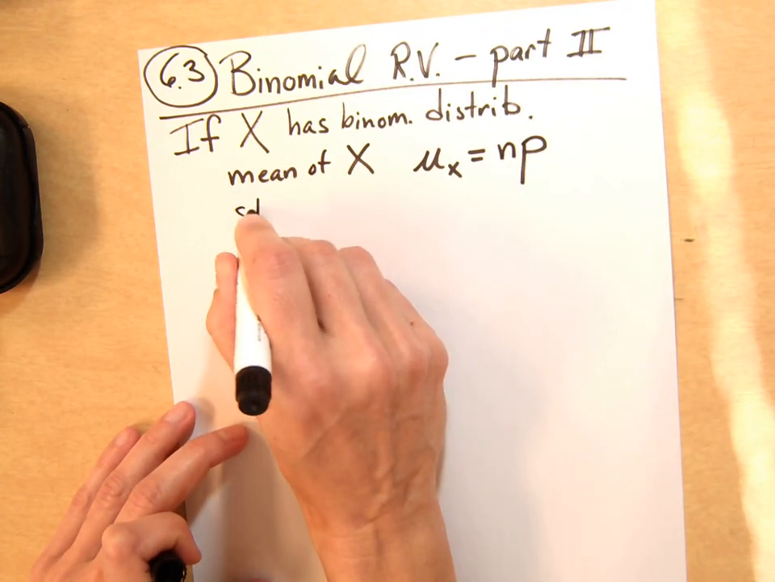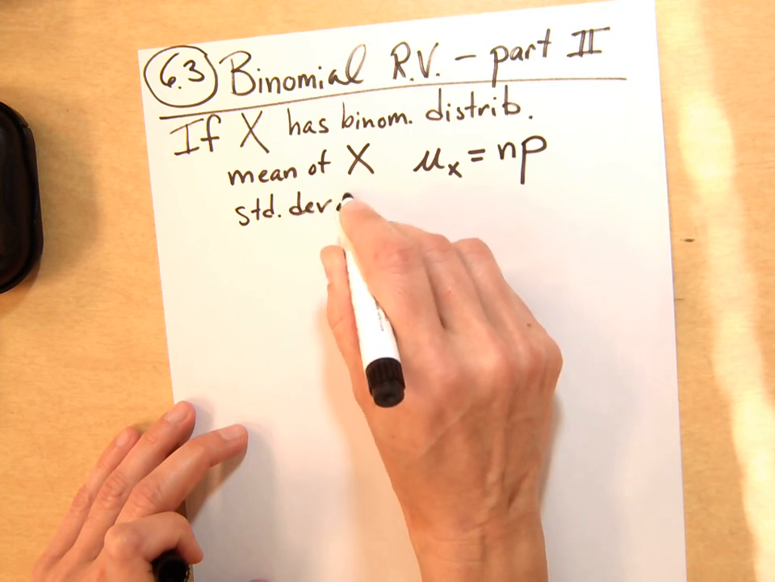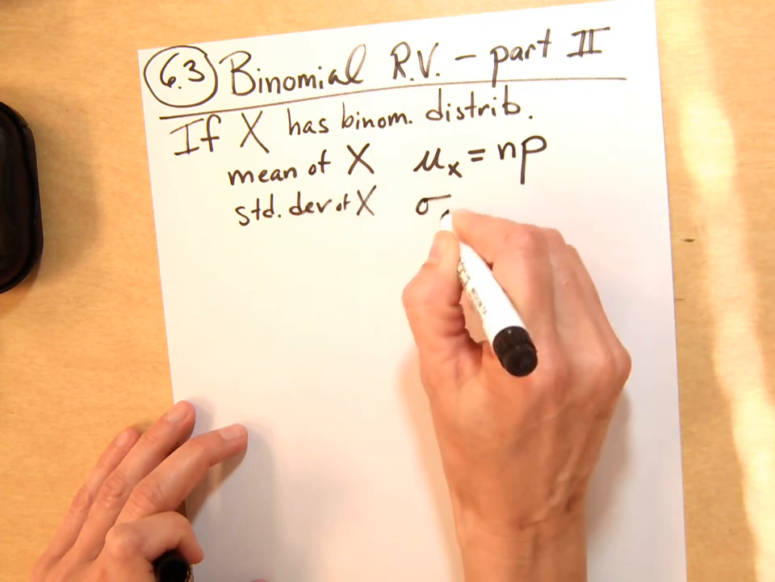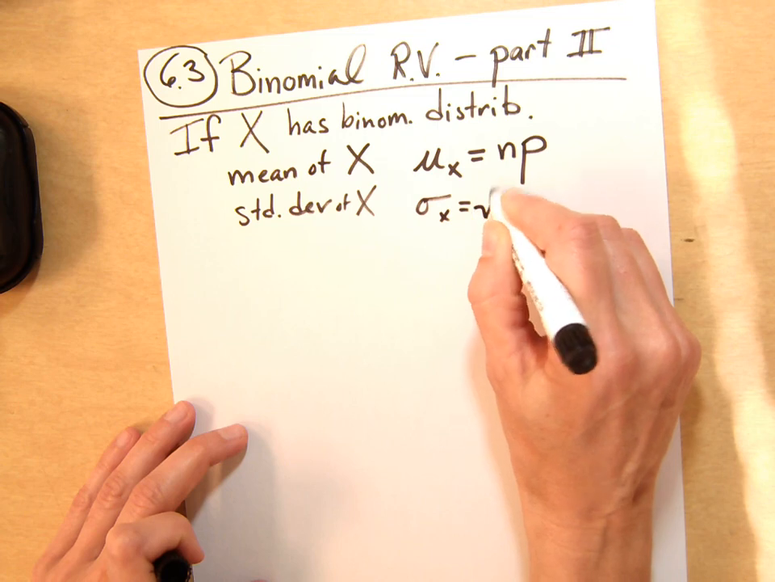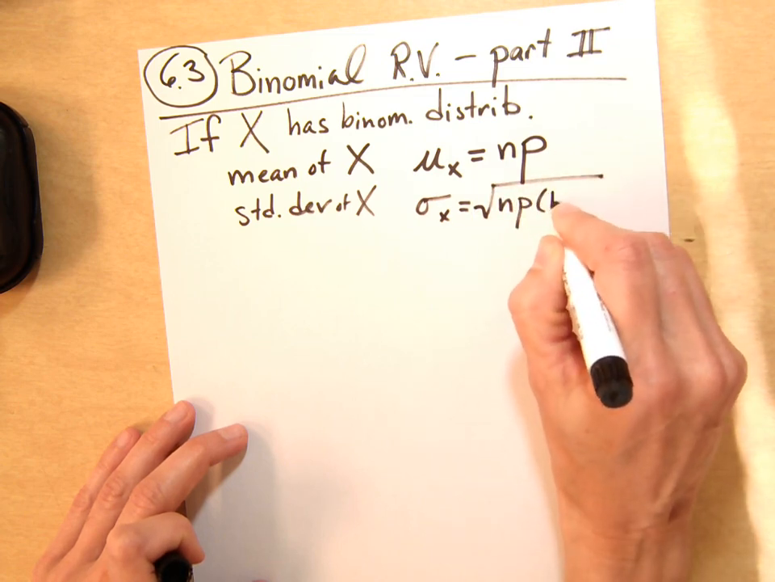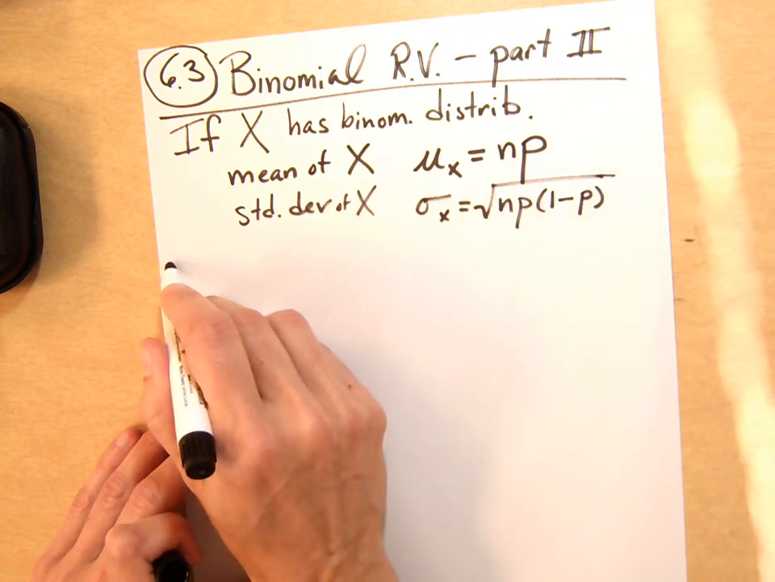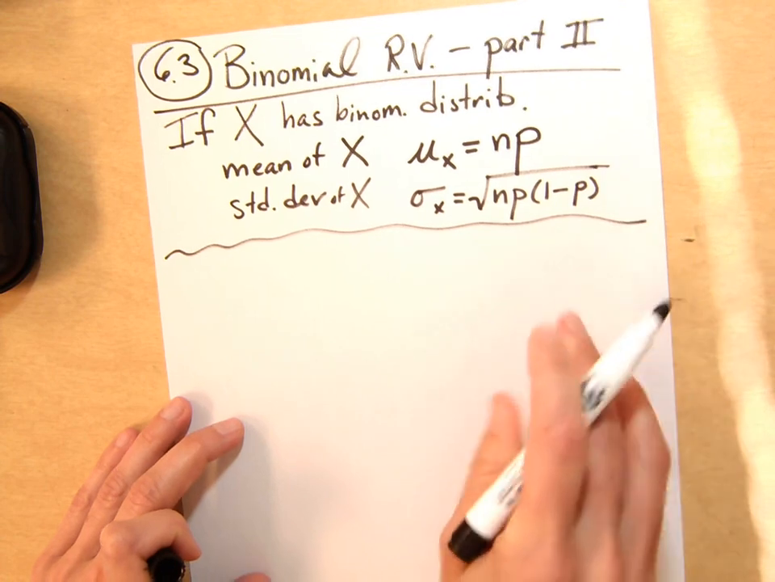And the standard deviation of X, sigma sub X, is the square root of np times 1 minus p. And we'll do an example with that in a second. So that's the first part.